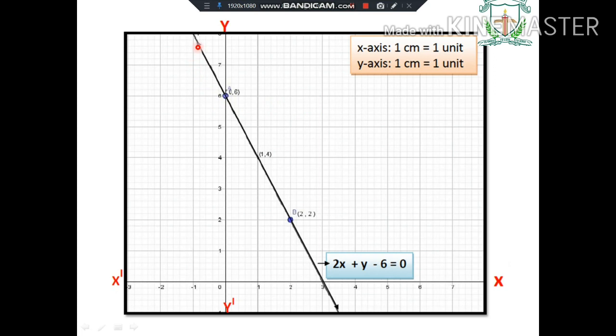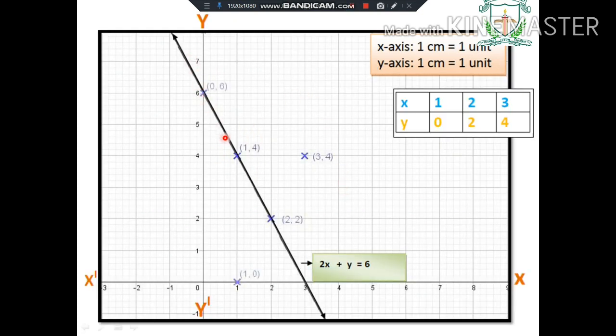Dear children, when you draw a line it appears like this. Mark. This is the line of the equation 2x plus y minus 6 is equal to 0. Dear children, now on the same graph, let us plot the other equation, the values of the other equation.